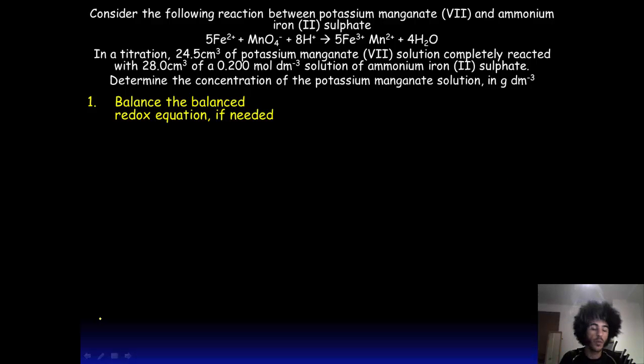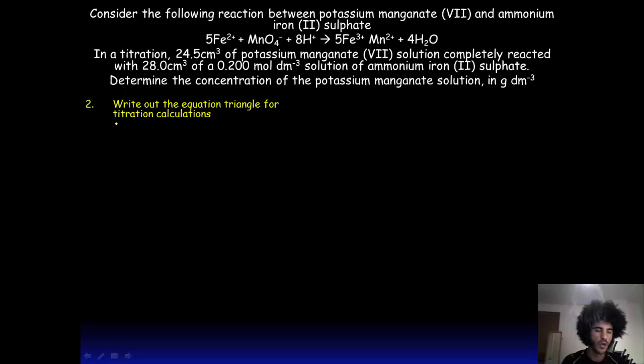Now, the first step, which I mentioned before, was to balance the Redox equation. Now, you can actually see already that it's been given to you balanced already. So, step one is done. Woohoo! We can move on. Number two, write the equation triangle for titration calculations. I can't stress enough how important this is. Every time you do these kind of calculations, draw your triangle.